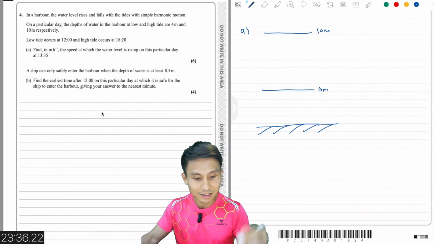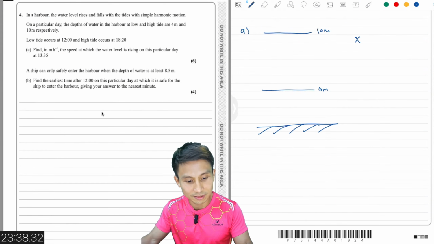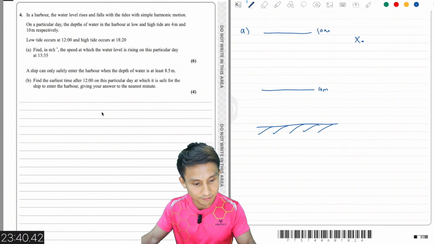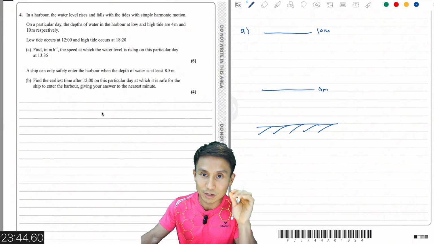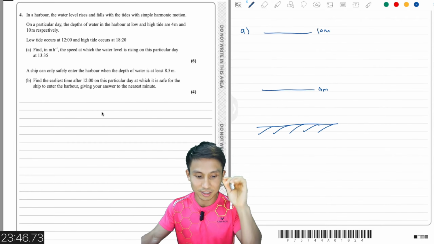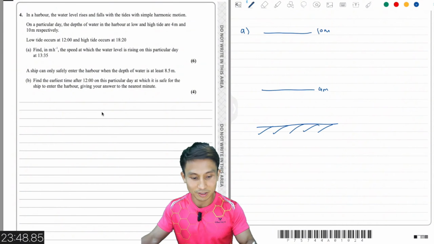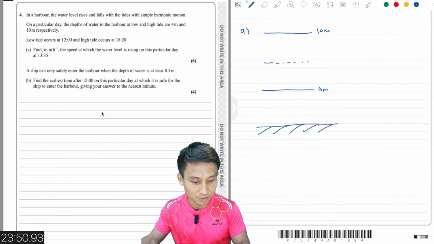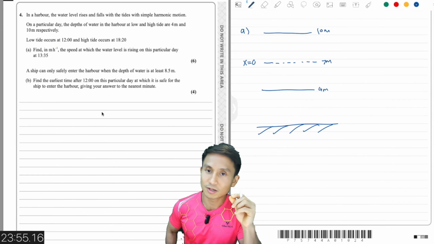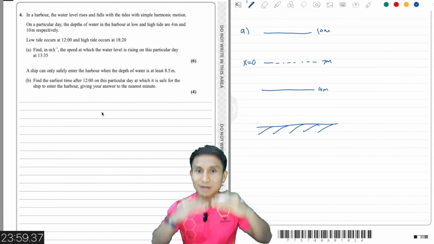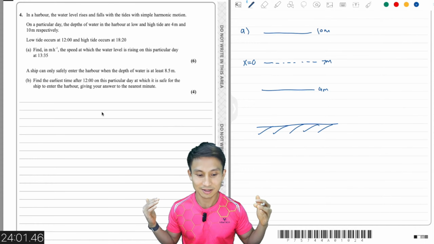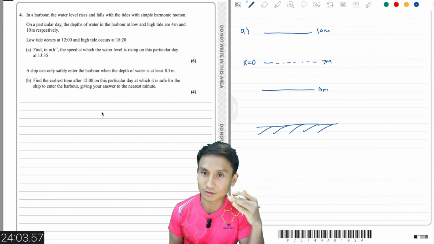Right, so clearly the amplitude, or x0 here, well, let's find the equilibrium position first. So the equilibrium position is just 10 plus 4 divided by 2. So the equilibrium is just in the middle, yeah? 7 meters. So this is when x equals 0. You've got to be careful. X equals 0 at equilibrium, but that equilibrium might be above something. In this case, it's 7 meters above the ground.